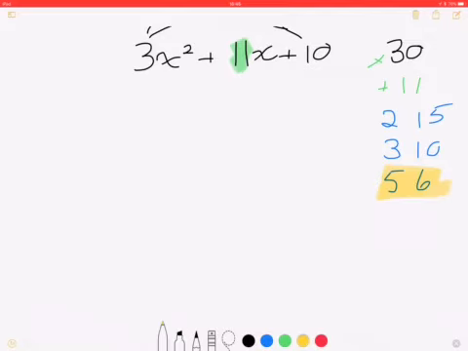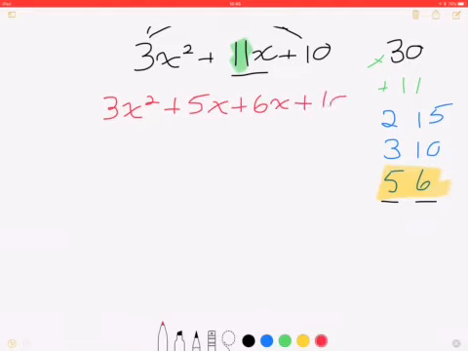So now what I need to do is split this 11x here between 5x and 6x. So I'm going to say 3x squared plus 5x plus 6x plus 10. So that's what I'm going to do. I'll write it in red. Again, I apologise for my handwriting. So I've got 3x squared plus 5x plus 6x plus 10.